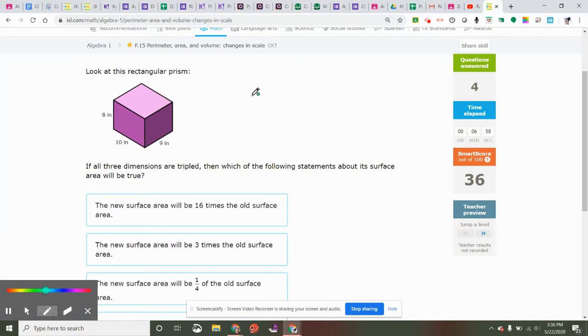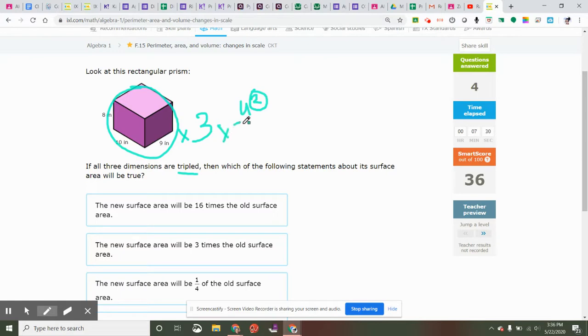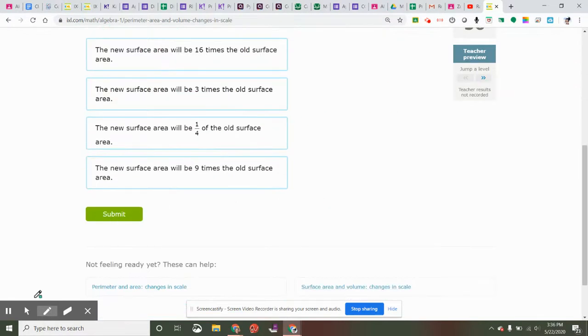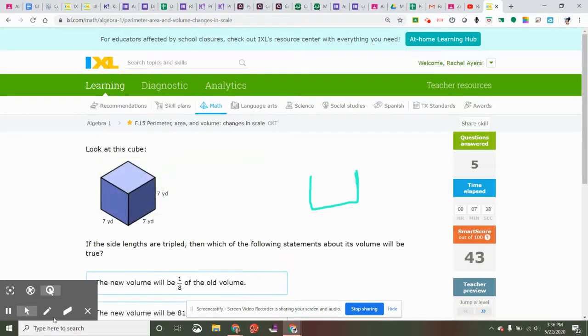So surface area is units squared, which means that whatever the old surface area is, it's going to be multiplied by the scale factor 2 times. So all 3 dimensions are tripled, which means I'm going to multiply by 3, not just once, but once for length, once for width, or base times height, however you multiply it. And 3 times 3 is 9. So the new surface area is going to be 9 times the old surface area.